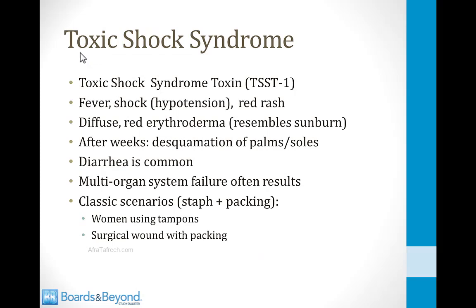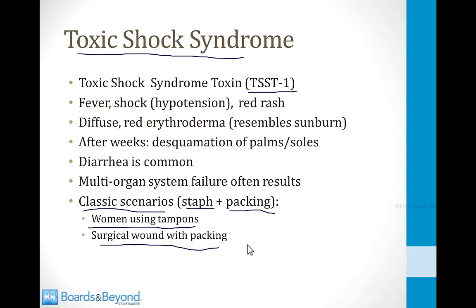So first let's talk about the toxic shock syndrome. So this occurs when Staph aureus secretes toxic shock syndrome toxin, or TSST1, and it gets into the systemic circulation. The classic scenario for this is someone who is exposed to staph and also some type of packing material. So women who are using tampons or surgical wounds that have been packed, if those wounds get dirty, the staph can thrive and it can release this toxin into the systemic circulation.